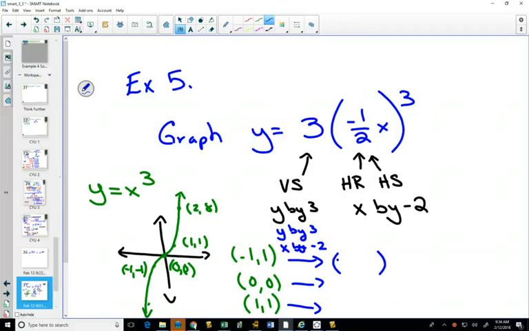Well, the first point is going to change to 2, 3. The second one is going to stay at 0, 0. And the last one is going to become -2. Oops, this was a -1 here, sorry. So the first point actually changes to 2, -3. And the last point changes to -2, 3.